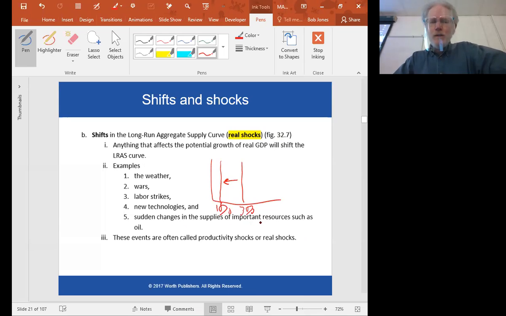Sudden changes in the supplies of important resources such as oil. Lots of recessions have been caused by events related to the oil industry, because oil is such an important input into production of lots and lots of things. These are also called productivity shocks. Okay? So, long-run shocks, real shocks, productivity shocks mean exactly the same thing.